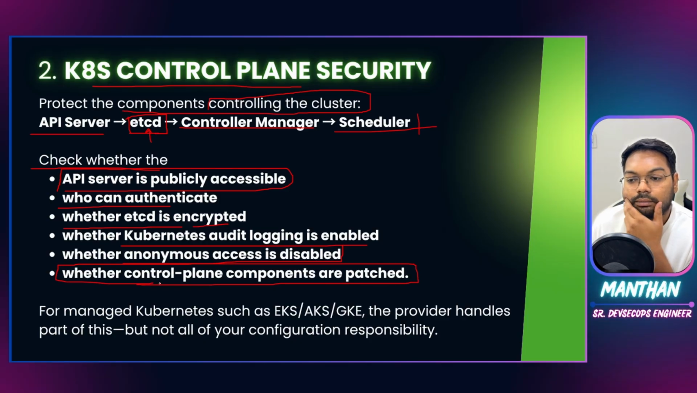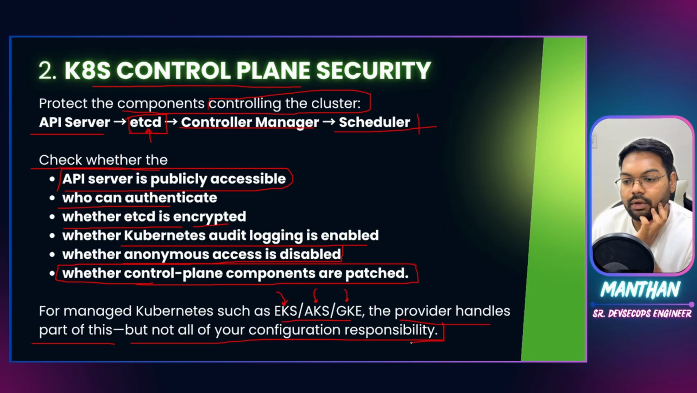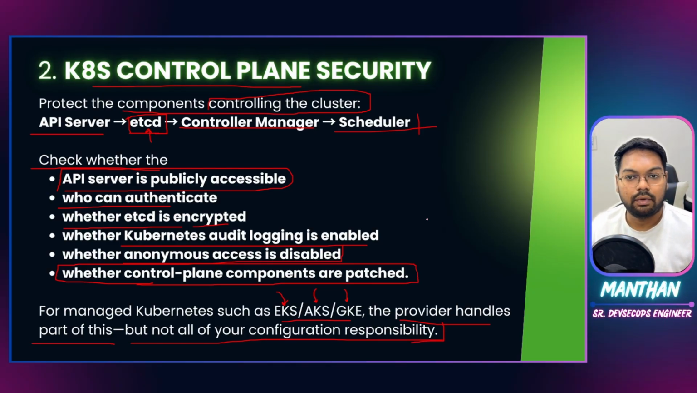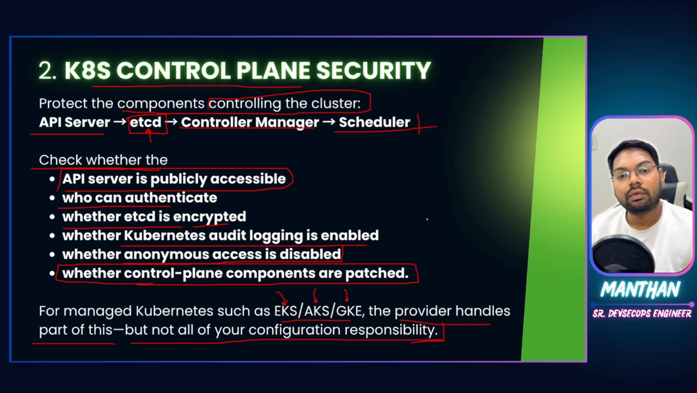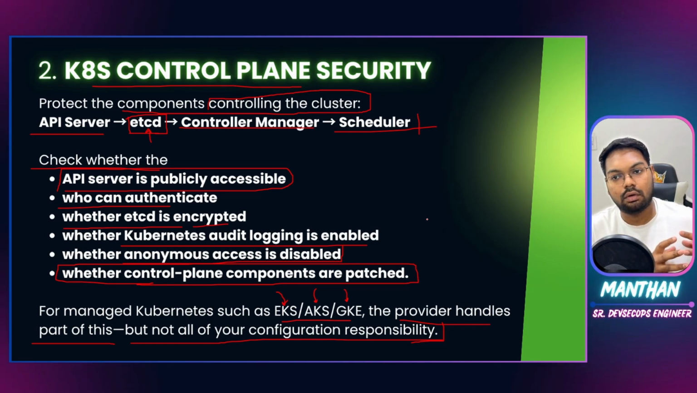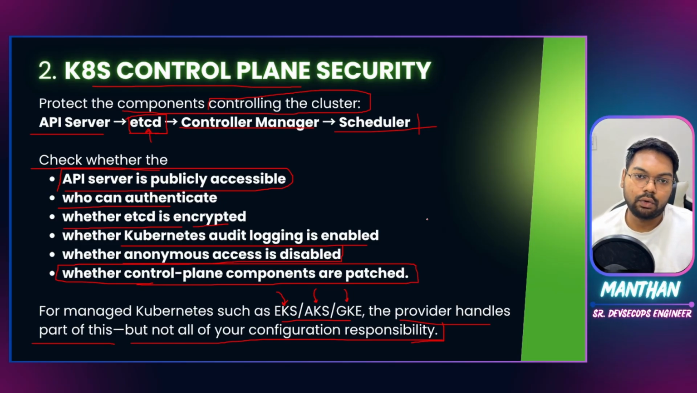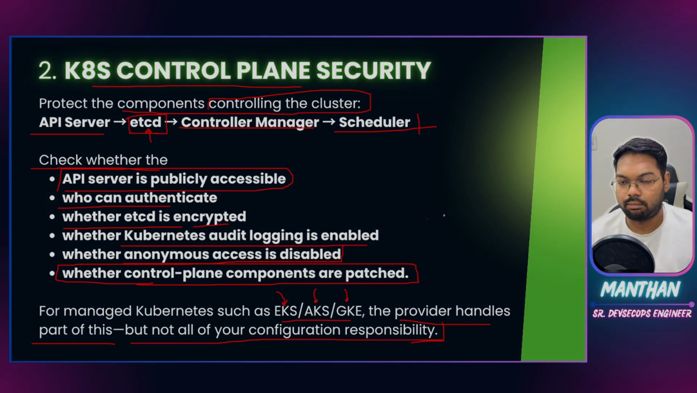For managed Kubernetes, such as EKS, AKS, and GKE, which is Google Kubernetes Engine, Azure Kubernetes Service, and Elastic Kubernetes Service from AWS, the provider handles parts of this, but not all of your configuration responsibility. When we talk about managed Kubernetes, most of the time the control plane components are not visible to us. The master nodes are generally managed by the cloud vendors. We only need to worry about the workloads in that particular cluster.